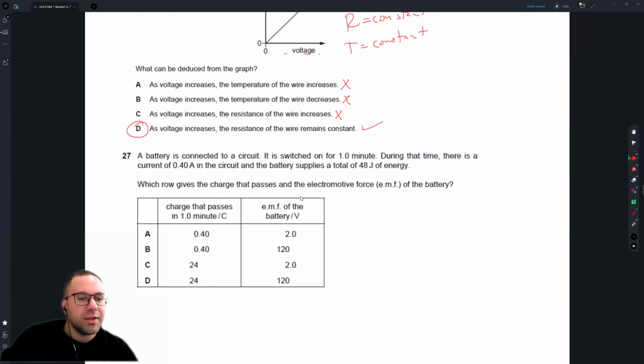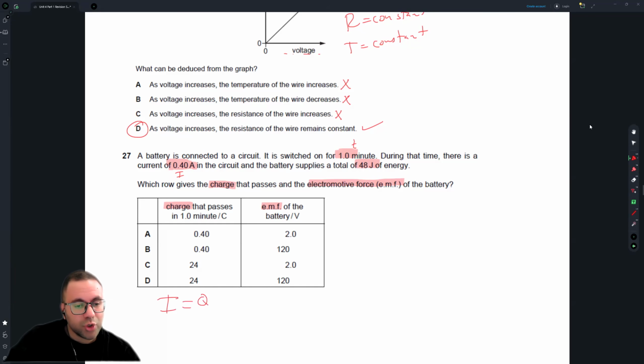Next question. A battery is connected to a circuit. It's switched on for 1 minute. During that time, there is a current of 0.4 ampere. So hold on, I have the time and I have the current. The battery supplies a total of 48 joules. I have the energy. Which row gives the charge and the EMF of the battery? So I want charge, which is Q, and EMF, which is V, which is voltage. Now, when it comes to Q, what do I have? I have time and I have current. Oh, that's all I need.